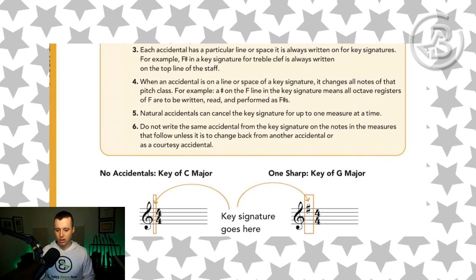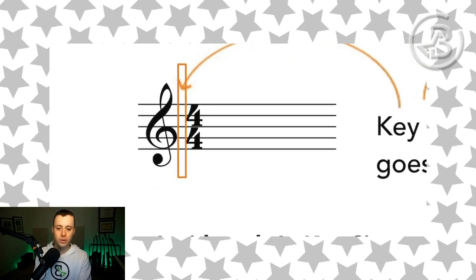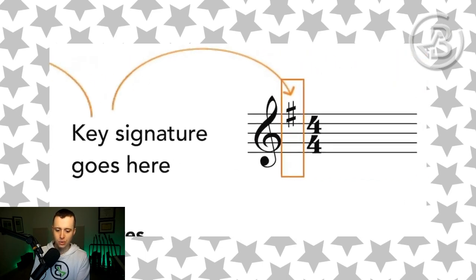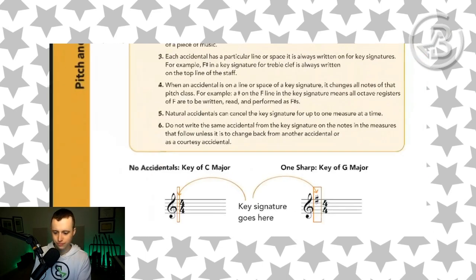Rule number two, key signatures use sharps and flats and the lack of sharps and flats to indicate the key of a piece of music. And sure enough, we can see no sharps, no flats to show us we're in the key of C, and one sharp to show us we're in the key of G.